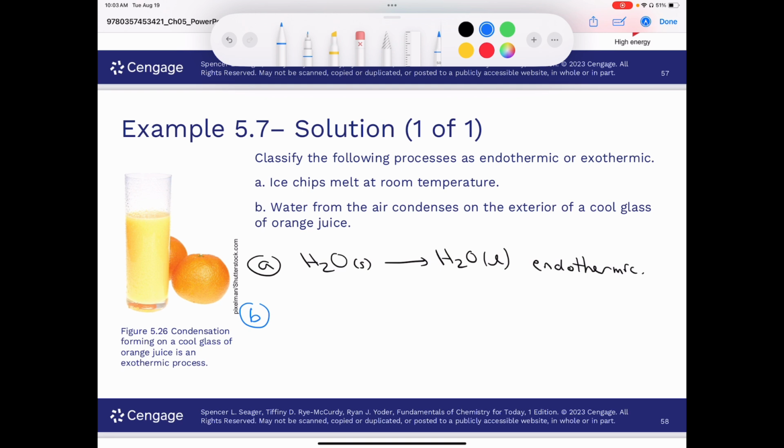And with B, it says water from the air condenses on the exterior of a cool glass. And I'm sure everybody's seen that before. You have water from the air, which is water in the gaseous phase, and then it gets converted into a liquid on the side of your glass of cold juice. And so in that case, you're going from a more disordered substance, water vapor, into liquid water, which is more organized, and so heat is going to be released, and so that would be exothermic.